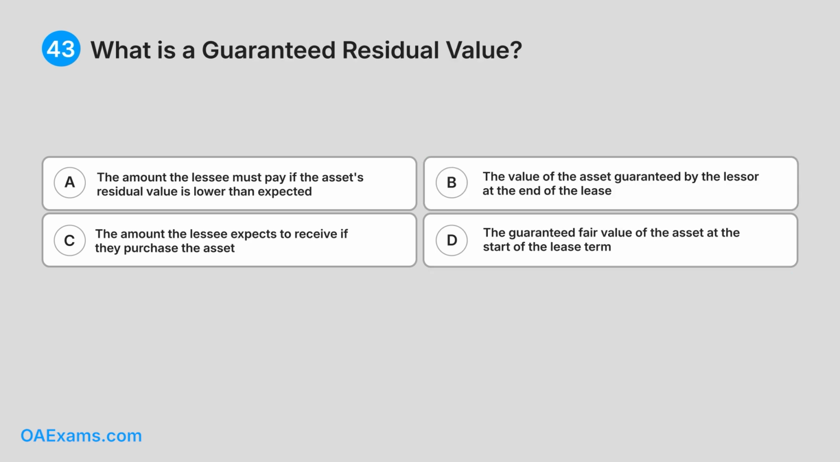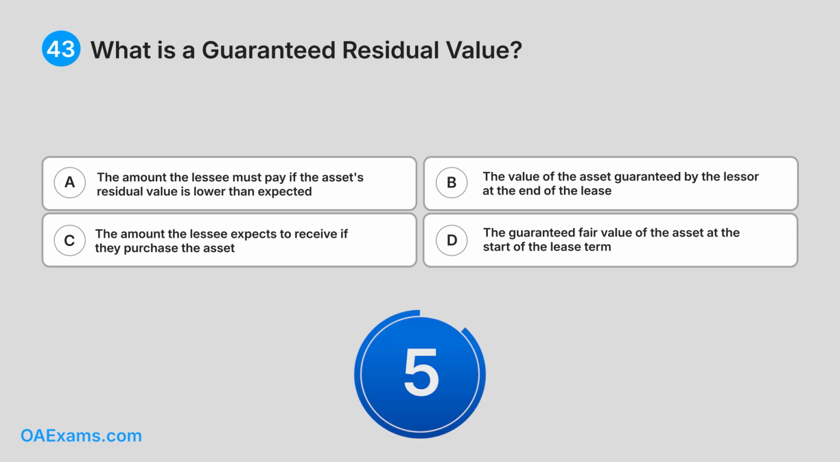43. What is a guaranteed residual value? A. The amount the lessee must pay if the asset's residual value is lower than expected. B. The value of the asset guaranteed by the lessor at the end of the lease. C. The amount the lessee expects to receive if they purchase the asset. D. The guaranteed fair value of the asset at the start of the lease term. What do you think is the answer?